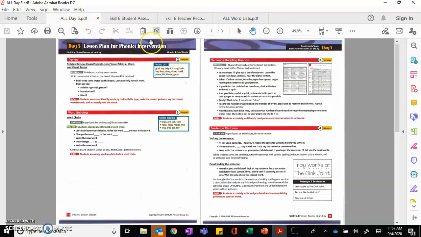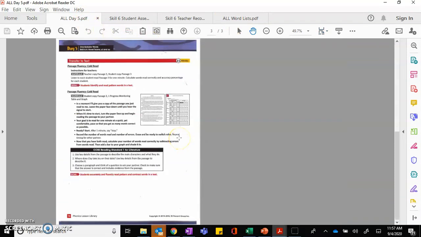The last part of the day 5 lesson plan is the passage fluency, and there is a cold read. There is a passage 3 in your packet, and that is assigned as the cold read, and there are procedures in the list here to follow of what to do with that cold read assessment.